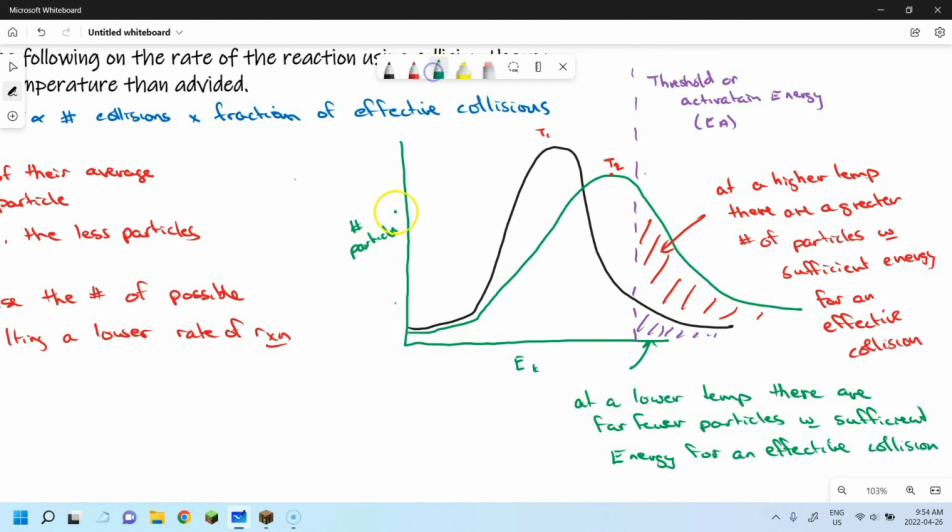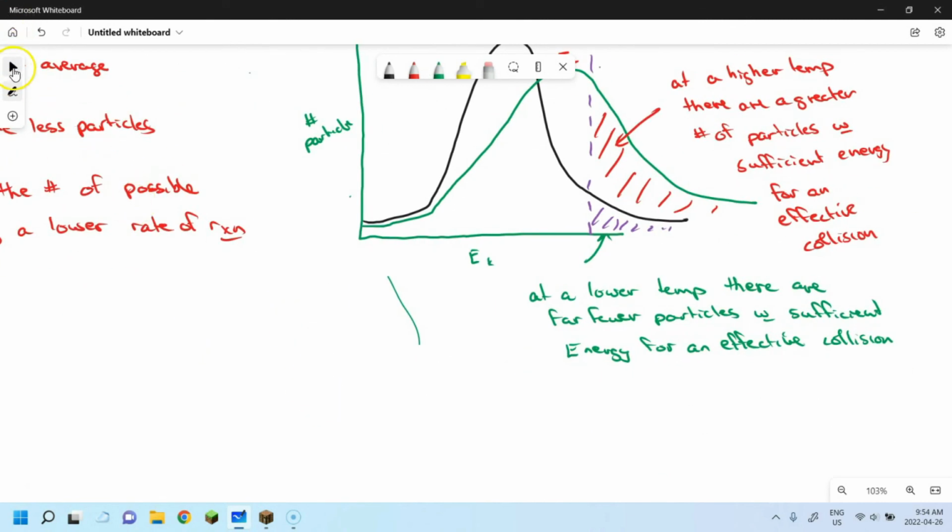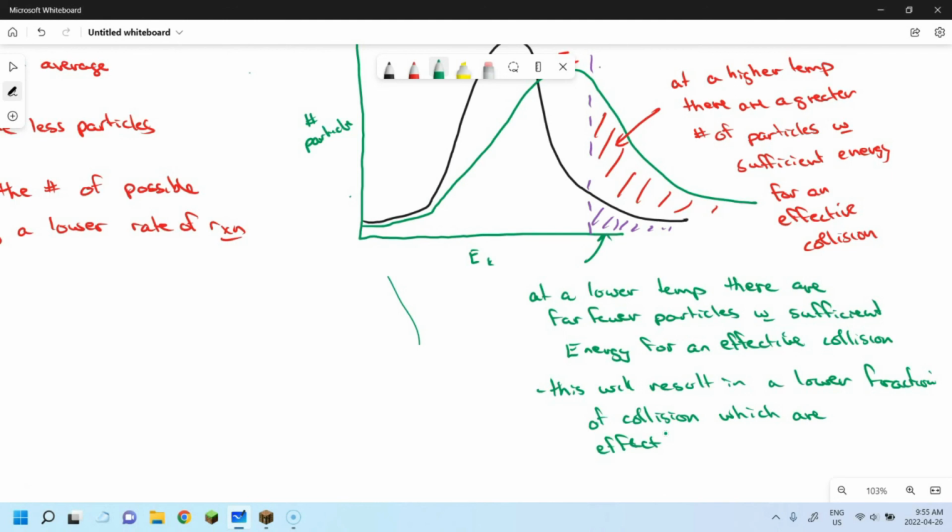Now if we come back to the question at hand, since my lower temperature has a smaller number of particles with sufficient energy for an effective collision, I can say that this will result in a lower fraction of collisions which are effective. As a result, the rate of the reaction will decrease.